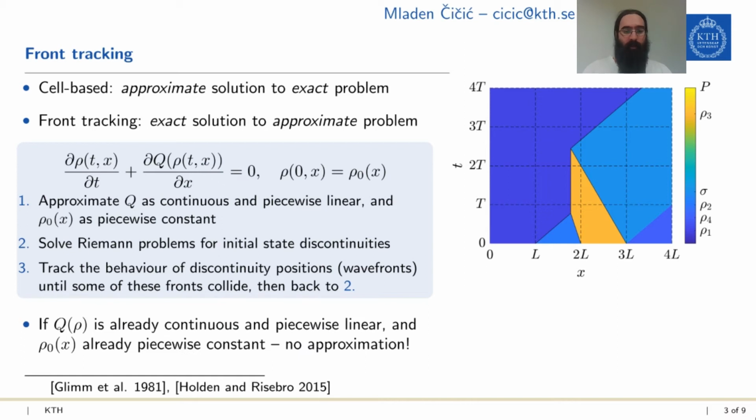One interesting thing to note is that if the flux function is already continuous and piecewise linear, and the initial conditions are already given as piecewise constant, this method actually introduces no approximation. So instead it gives an exact solution to an exact problem. And furthermore, it gives us a rather nice form of this solution because, for example, in this case, at most we're tracking 4 fronts and describing what the traffic density is between them.